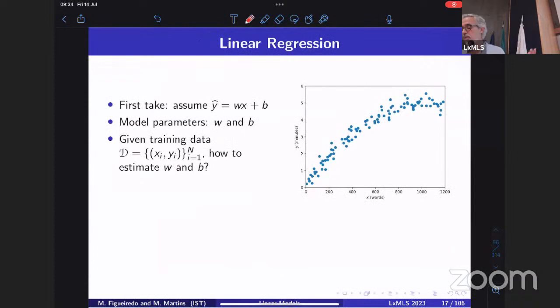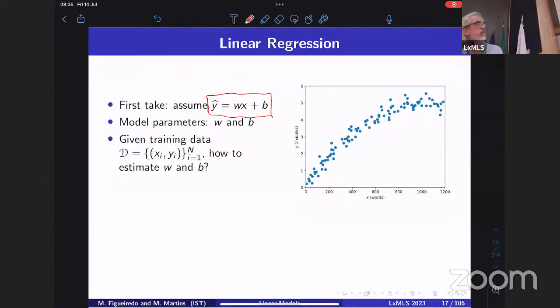Well, you can think it grows linearly. That's a bunch of examples. It doesn't look very linear, but let's assume it is. By assuming it's linear, I mean that the estimate is some constant W times the length of the article plus an offset B. The model parameters are W and B. This is very basic, and I'm sure most of you have seen this before. W is the slope of this line.